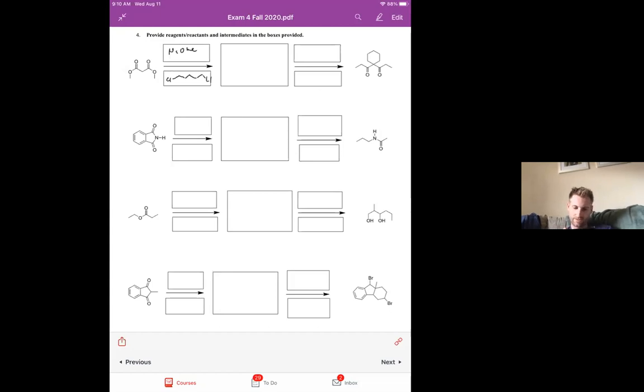We need to add 1, 2, 3, 4, 5 carbons, and then chlorines on the end in order to attack. So we pull off a proton, attack one of these.